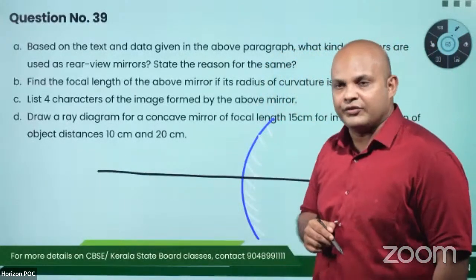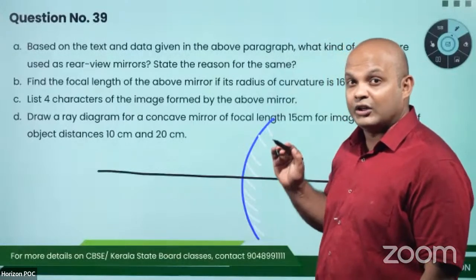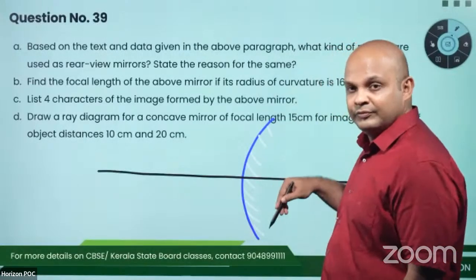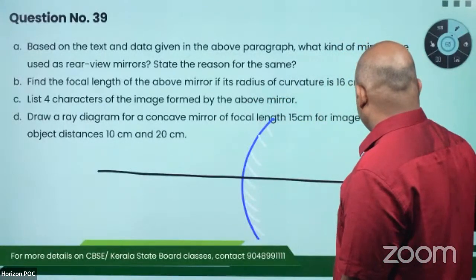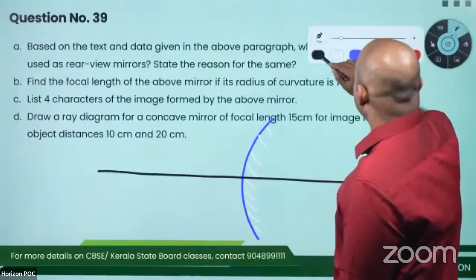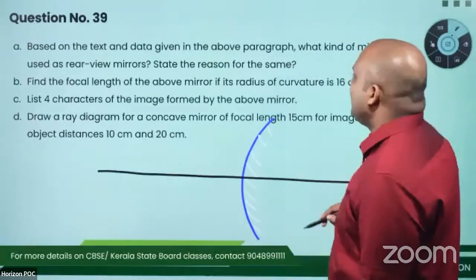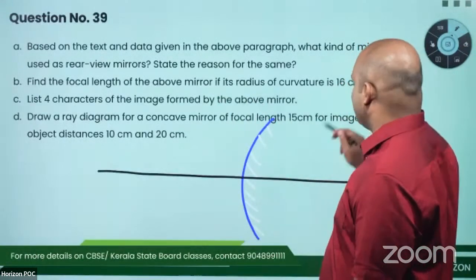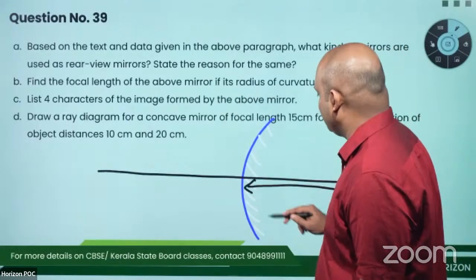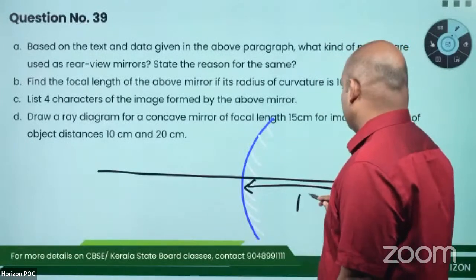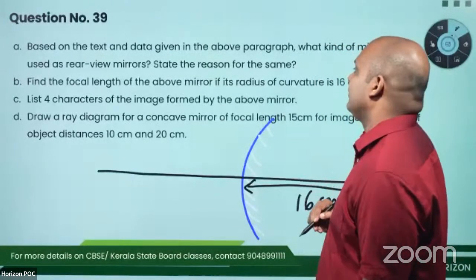This is our principal axis. For a convex mirror, we notice that the center of curvature is behind the mirror. So this is point C. And they are saying that the radius of curvature is 16 centimeters. So this will be the radius of curvature, 16 centimeters.